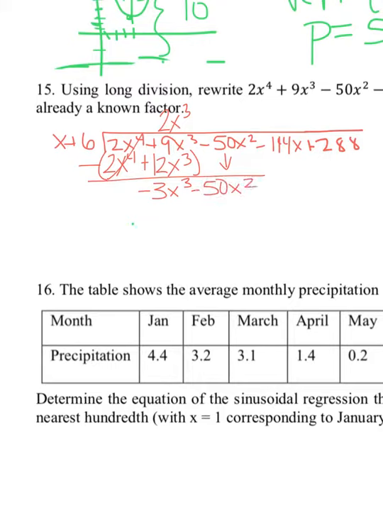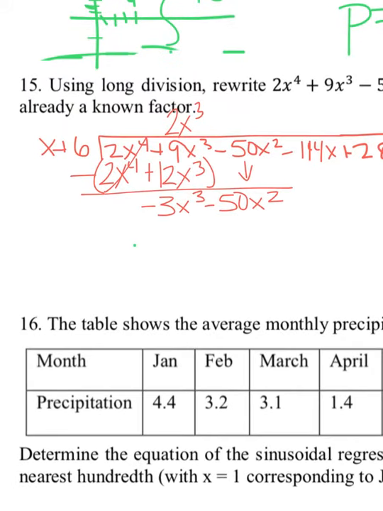That is one round. If you can do that once, you can do that for the longest polynomial long division problem ever because it's all the same thing. Okay, so negative x to the 3rd divided by x, negative 3x squared. Multiply it out. Negative 3x to the 3rd minus 18x squared. Put it in parentheses, and I subtract. This cancels out. Negative 3 minus negative 3 cancels. Negative 50 minus negative 18 gives me negative 32x squared.